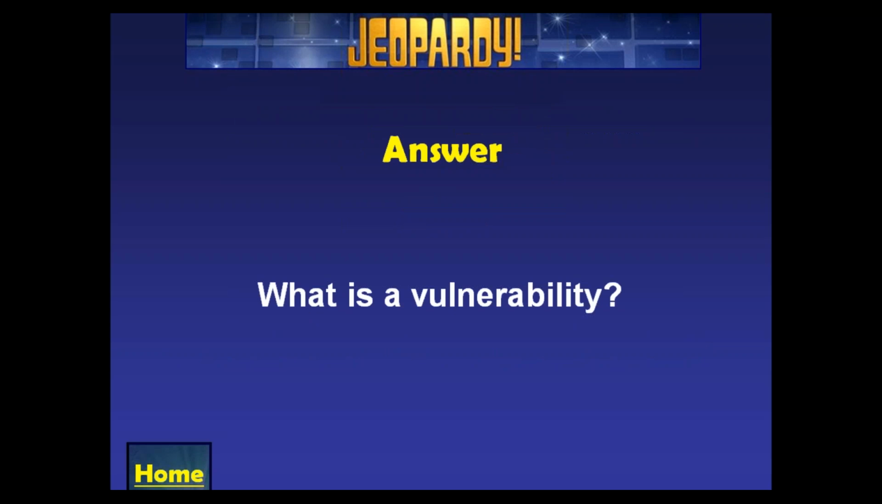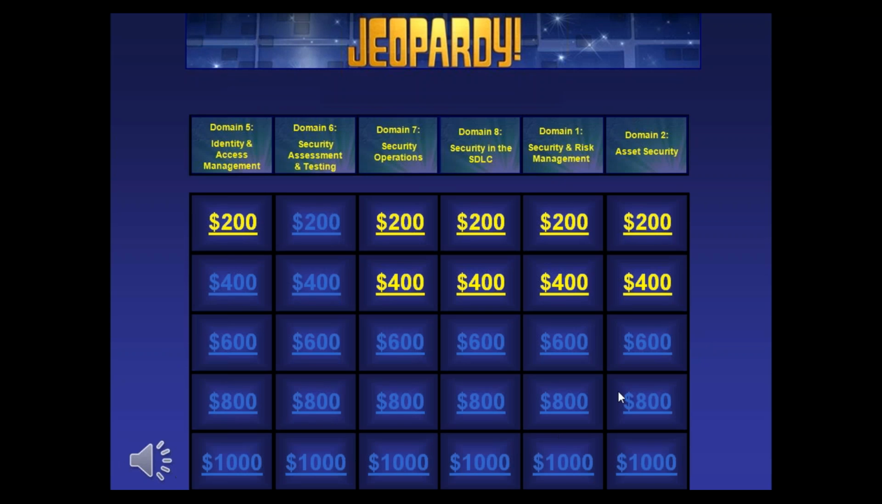They're on to you. Correct response is vulnerability. A weakness in a computer system, a weakness in your physical perimeter, any kind of weakness. It's one of our four components of risk management.